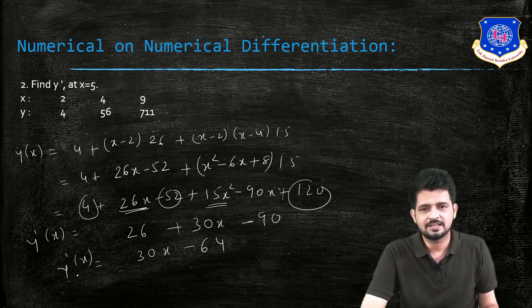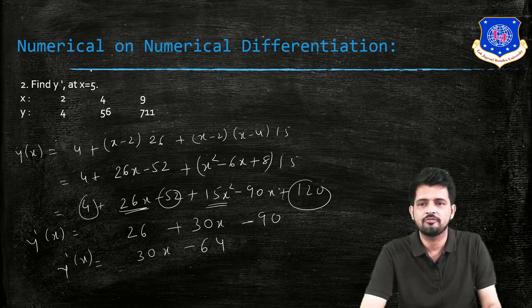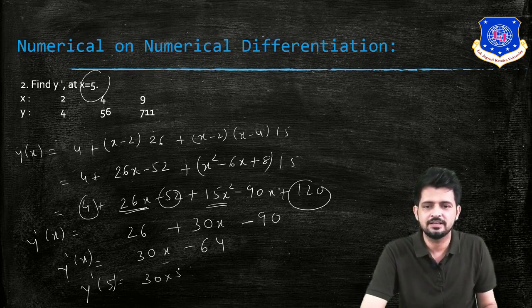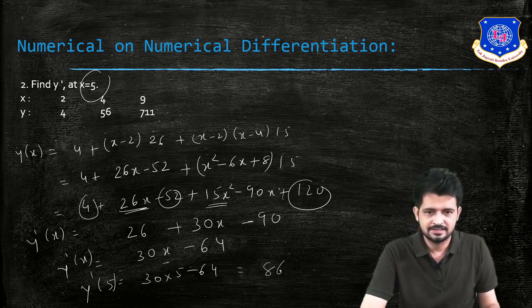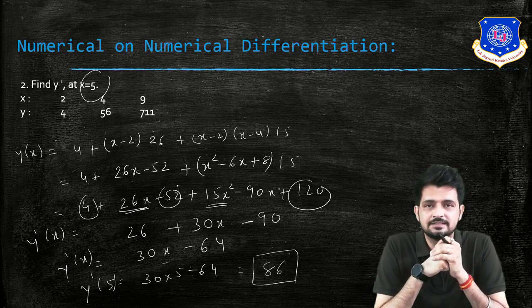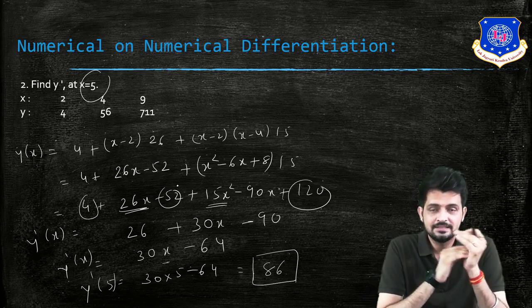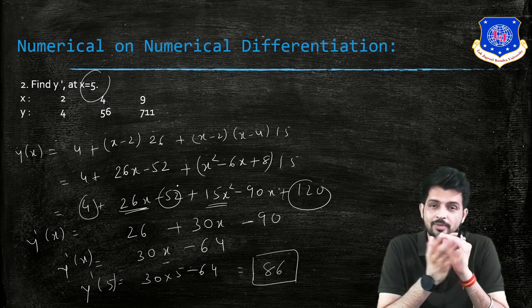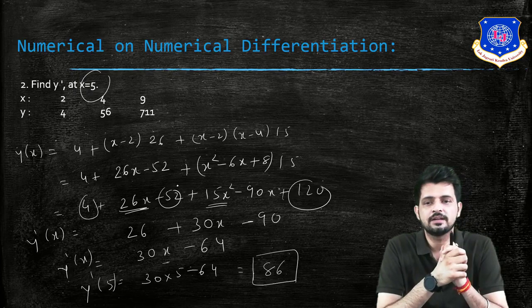What is my next step? I have to find the value of y dash at x equal to 5. So simply I have to place 5 in place of x here. So it will be 30 into 5 minus 64, that is 86. So my y dash of x at x equal to 5 will be 86. See, this is more easy. In this way you can solve the numericals of numerical differentiation at unequal intervals.